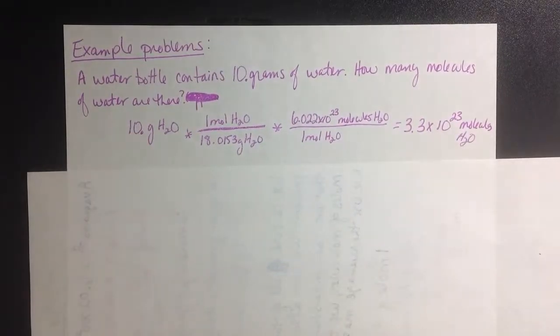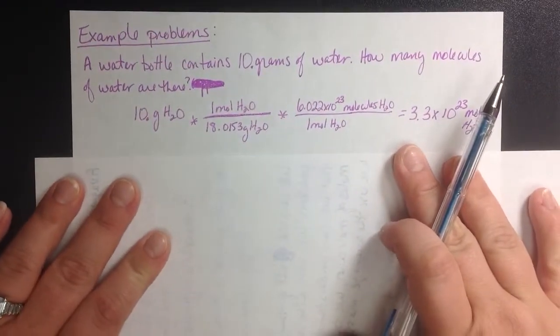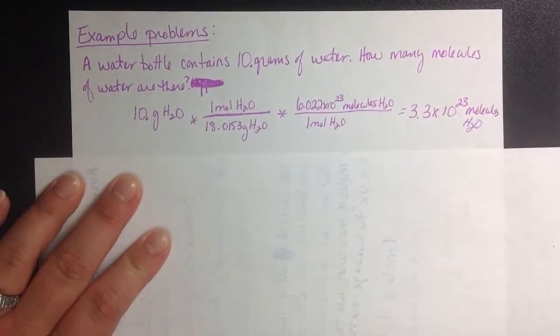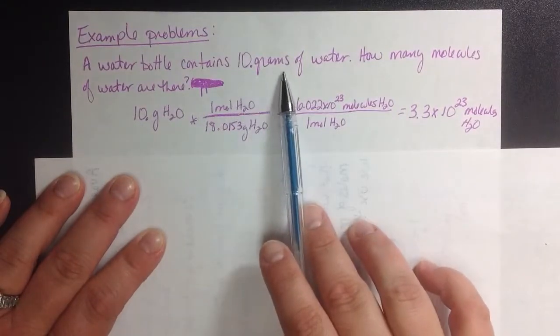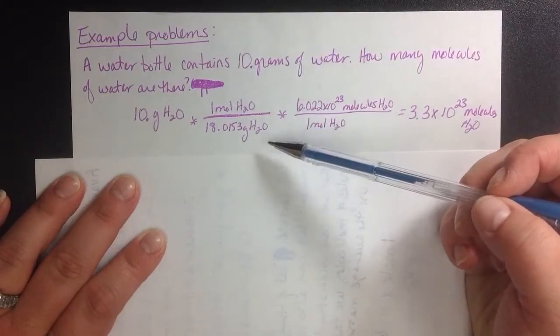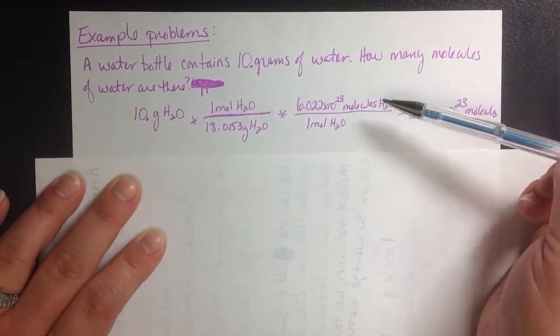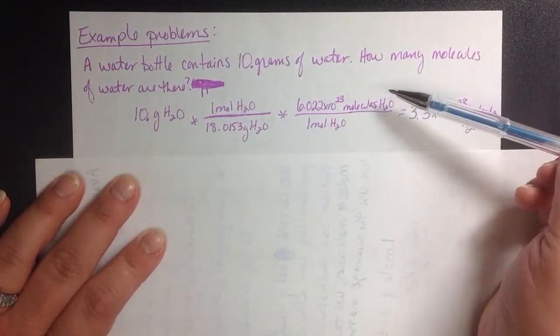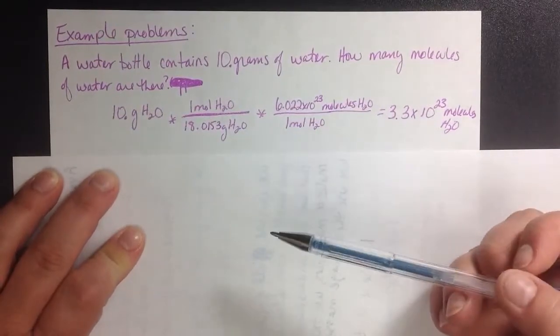Okay. If a water bottle contains 10 grams of water, how many molecules of water are there? Well, we've got 10 grams of water, because that's what we have in the problem, and we just figured out that 1 mole of water is 18 plus grams. And we know by Avogadro's number that there's 6.022 times 10 to the 23rd molecules in a mole. So we just multiply that out.